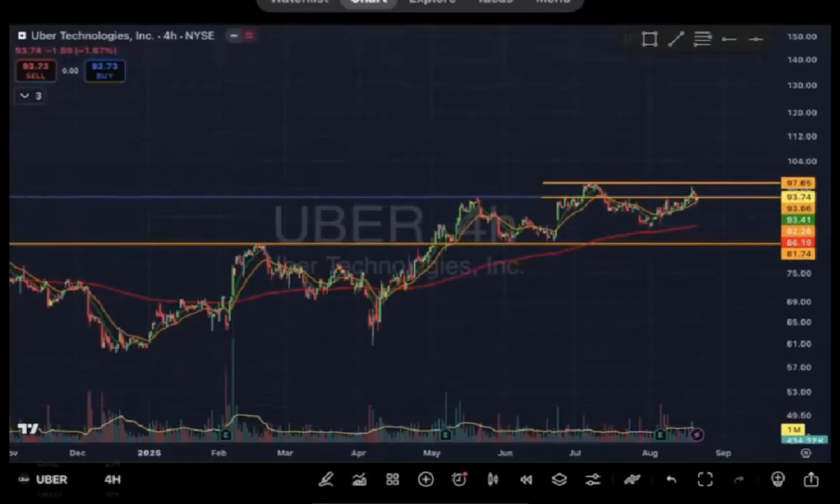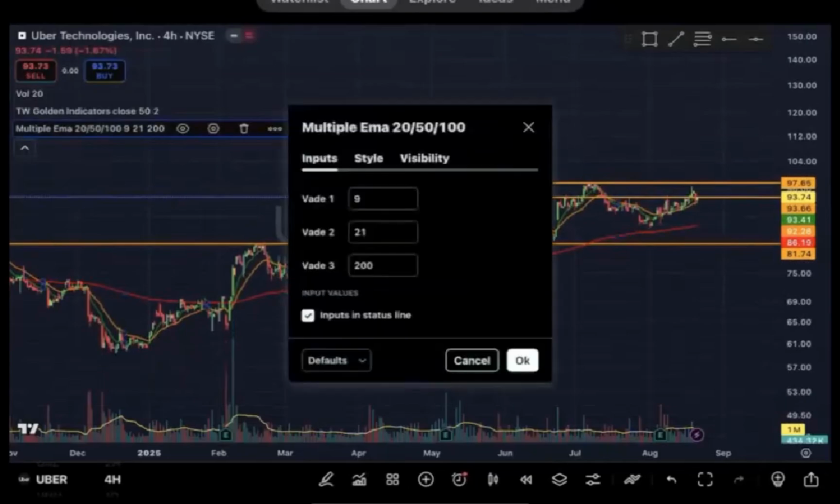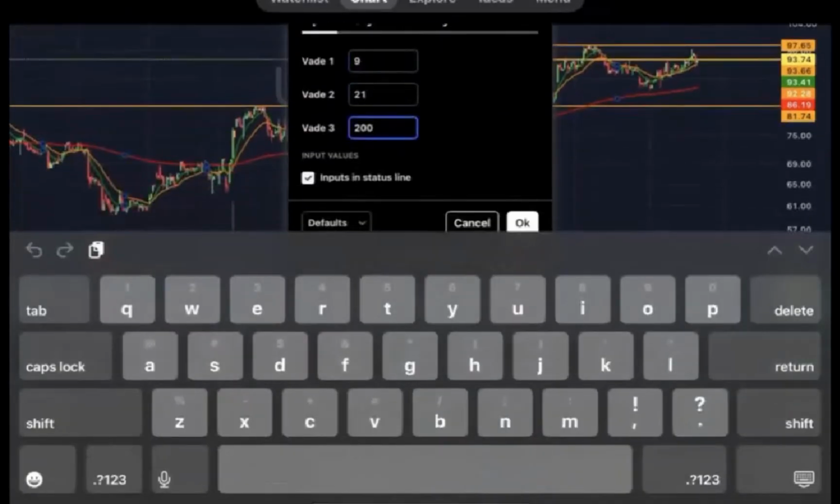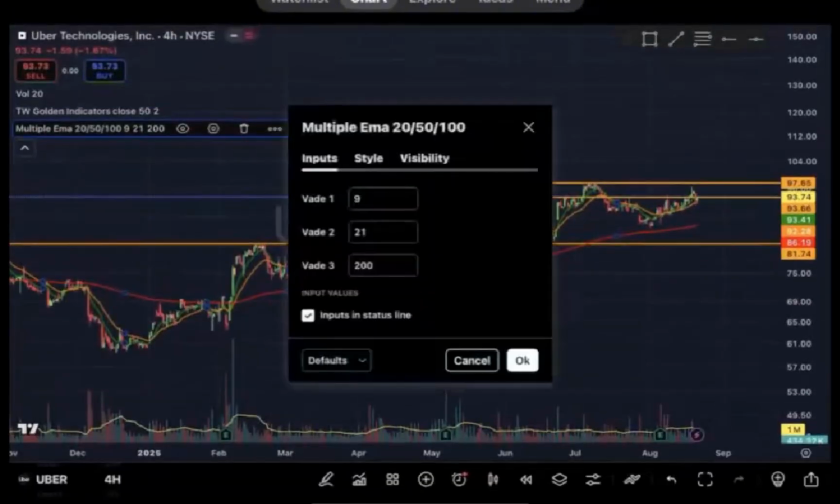It's called Multiple EMA if you're on TradingView. Yeah, I'm on TradingView. It says Multiple EMA right there, 20, 50, 100, and then you just go in there, press the settings, and change it. Usually this is a 20, this is 50, this is 100. You just change it to the 9, 21, 200.